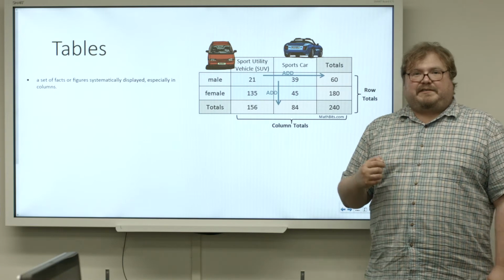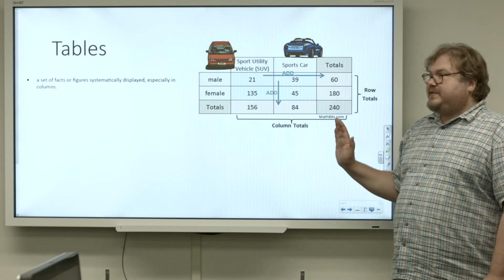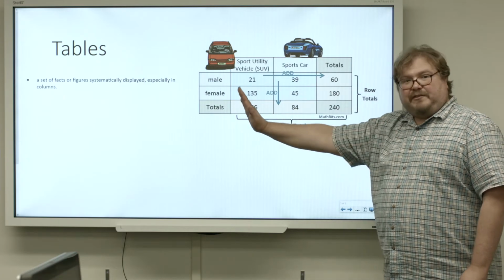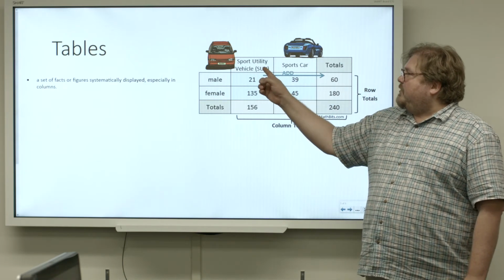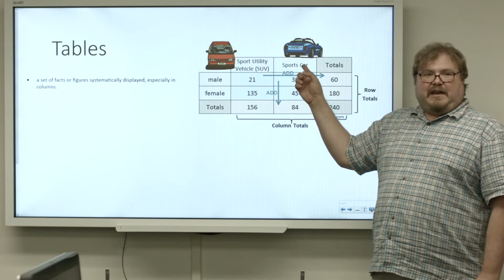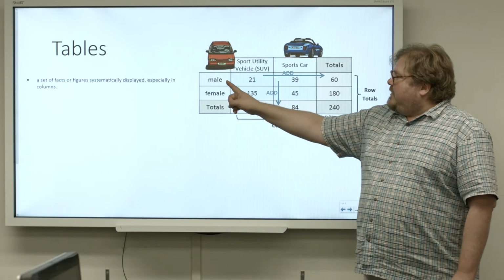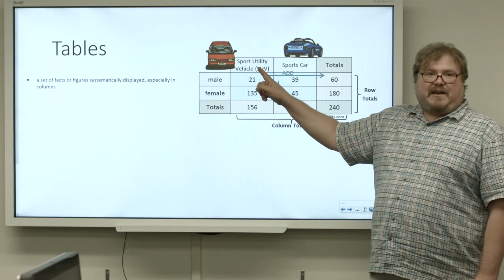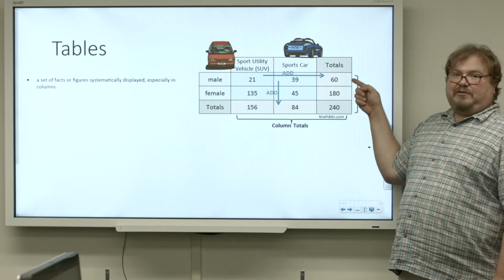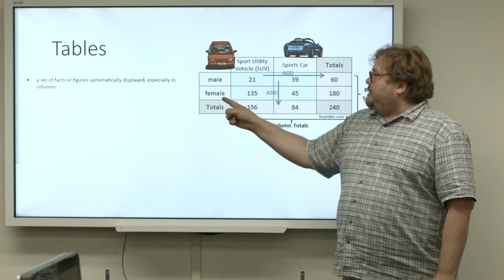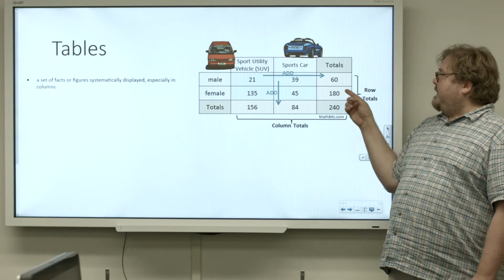You may also come across a table in your writing task 1. These usually have a set of numbers arranged in columns and rows. So this one, for example, shows us the number of people that own a sports utility vehicle and the people that own a sports car. It's divided by males and females. So we can see 21 males have an SUV, 39 have a sports car. We get a total over here. This is the total number of males. Females, we see 135 with the SUV, 45 with the sports car, and the totals.